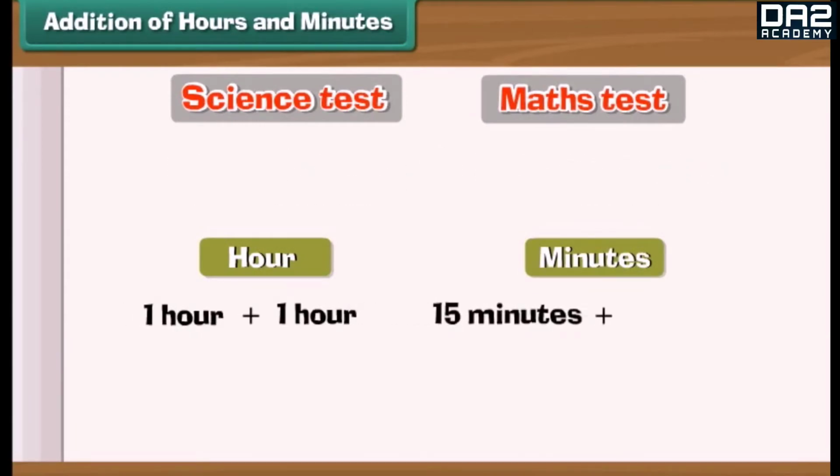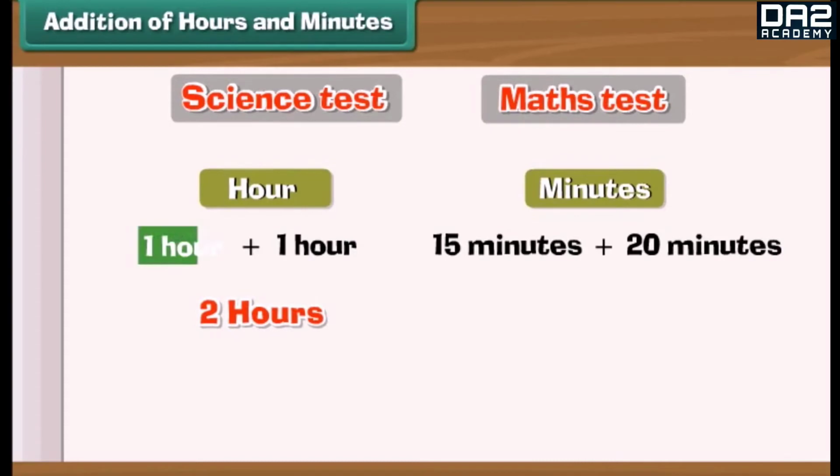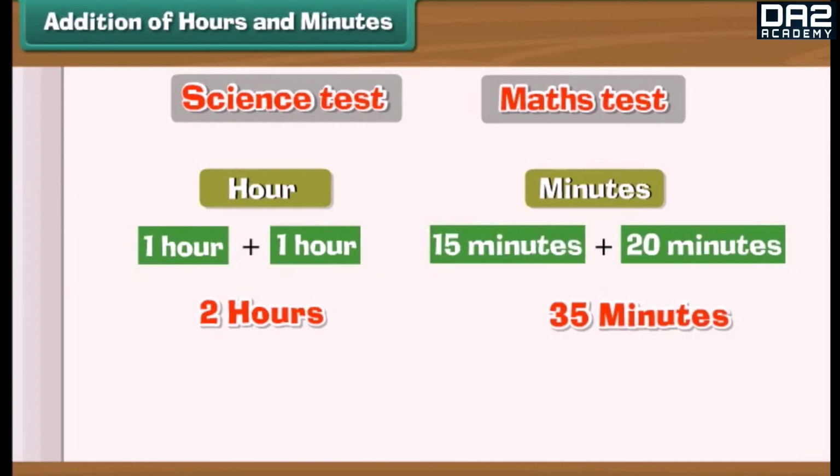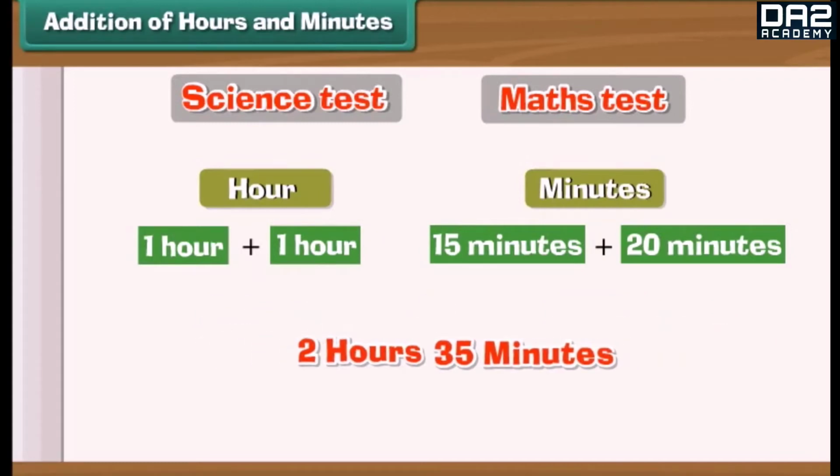To calculate the total time, we add the hours together and the minutes together. On adding the hours, we get 2, 1 plus 1 hours. And on adding the minutes, we get 35, 15 plus 20 minutes. So the total time taken by Raju to write the 2 tests is 2 hours 35 minutes.